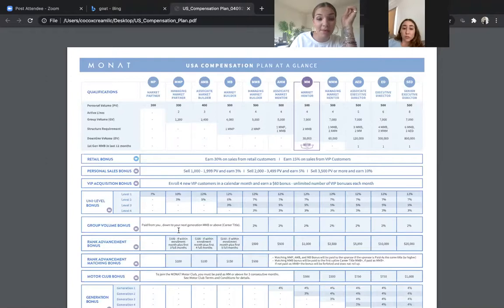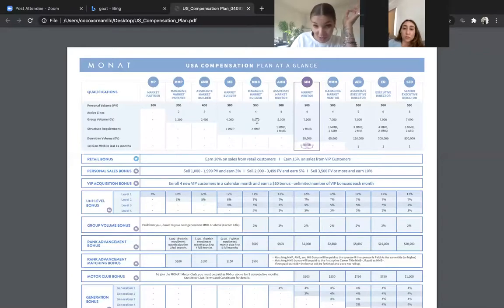Same thing over here with MMP. The first time you hit MMP, you get a bonus of $100, as long as it's within your first 3 months. When you hit A and B, it's $100. When you hit MB, it's $150. Normally, you hit MMP and then you double rank. It's rare that people just hit, if they do hit A and B, it's normally market partner, it's A and B. So you're going to get probably $250 for that rank.